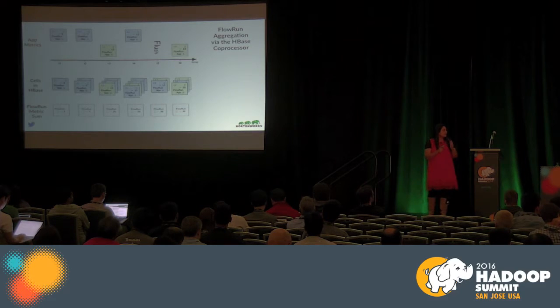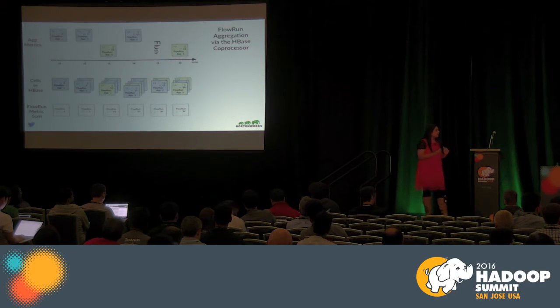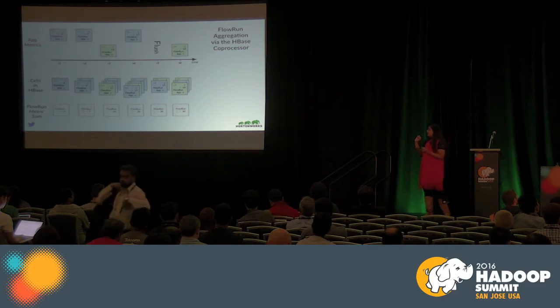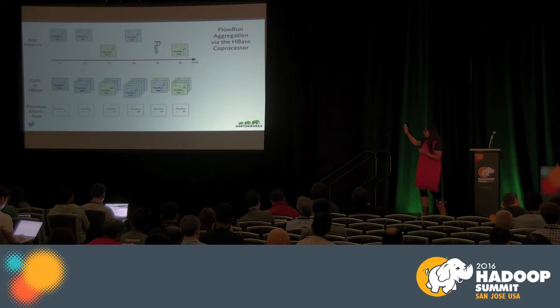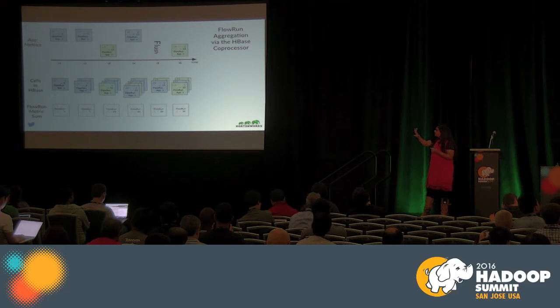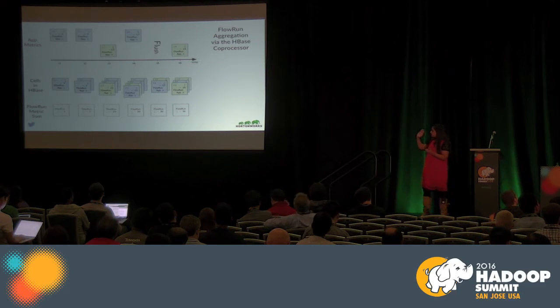Okay, so now let's take a closer look at how HBase coprocessors help us with the aggregation at the flow run level. There's a lot going on in this diagram. We have a timeline from T1 to T6 and going further. The blue boxes in this picture represent metric values from an application A, and the green boxes represent application B. Both are part of the same flow run.